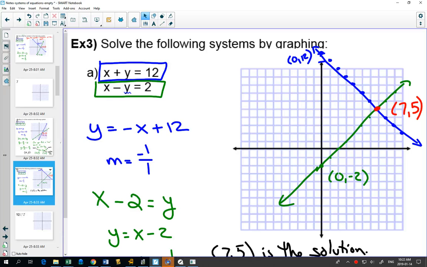Or if it's way off the graph, or you know, if the solution was 325, 283. Oh. Right? You could be graphing for a very long time. So the graphing technique is nice for certain examples, but we're going to learn other techniques that'll work even better later on.